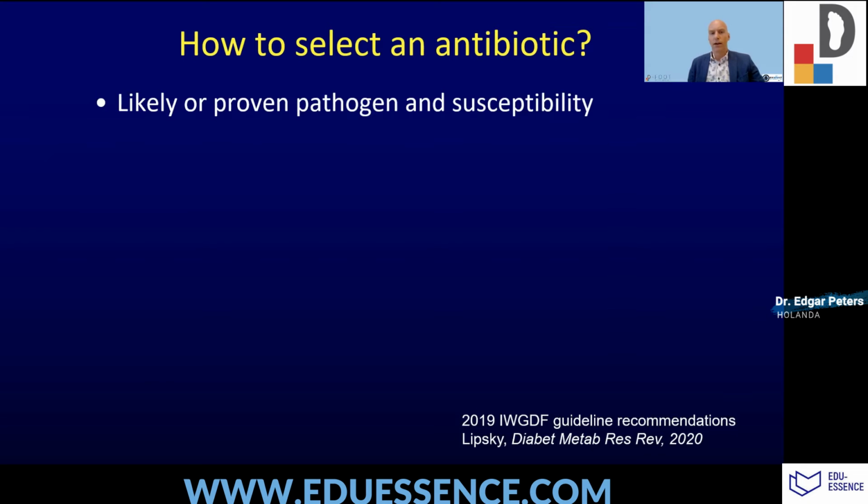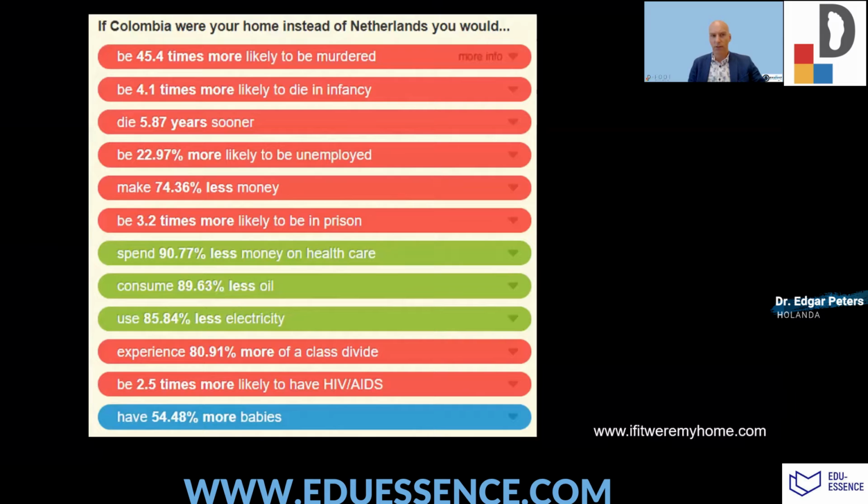Well, first of all, you have to target the proven or most likely pathogen and its susceptibility. And what is the most likely pathogen? Well, that depends on where you are in the world. For instance, if you would be in Colombia, there'd be differences from me living in the Netherlands. For instance, in Colombia, you're more likely to be murdered.